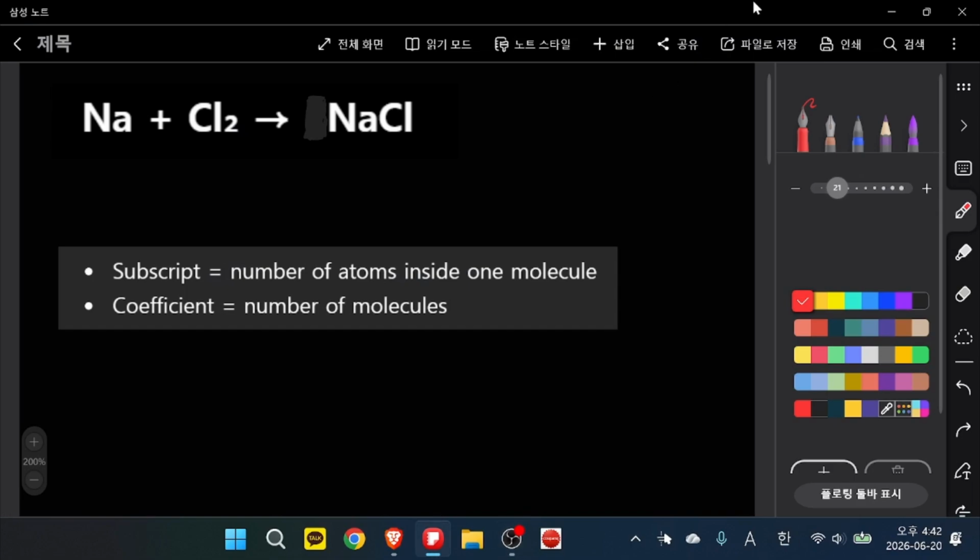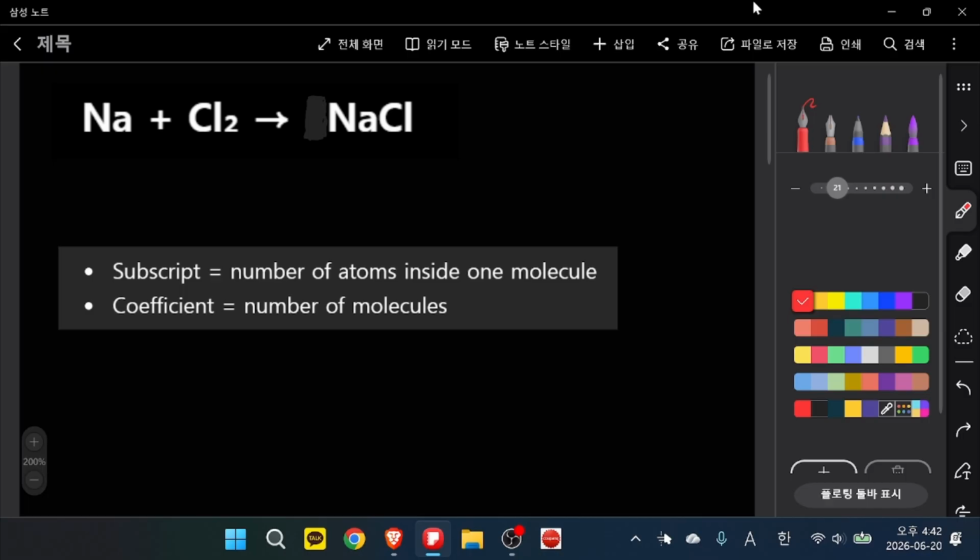Today we are going to learn how to balance chemical equations in a very simple way. A chemical equation shows a chemical reaction. On the left side we have the reactant, and on the right side we have the product. The most important rule is the number of each type of atom must be the same on both sides. This is because atoms are not created or destroyed in a chemical reaction.